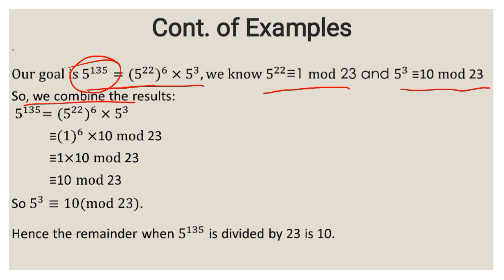So we combine everything together. Wherever you see 5 raised to the power 22, we know what this is. It is this one here, 5 raised to the power 22 is 1. That's why there's 1 here, raised to the power 6. And 5 raised to the power 3 is 10, whenever you take it modulo 23. 1 raised to the power 6 is 1. 1 times 10 is simply 10. And so that's our final answer. Hence, the remainder when 5 raised to the power 135 is divided by 23 is 10.